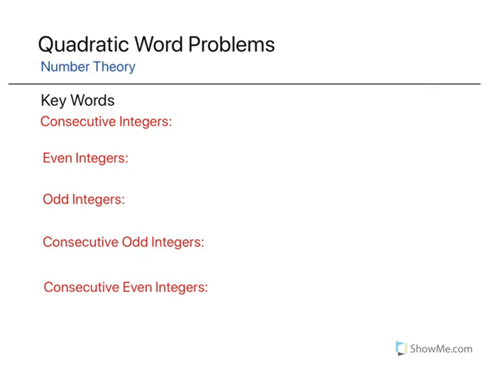Before we get into the problem, there are some key words you need to know. Consecutive integers. These are two integers that come one after the other, like the numbers 1 and 2, 4 and 5, and so on. Without using specific numbers, we usually say two numbers are consecutive integers. They follow the form n and n plus 1.